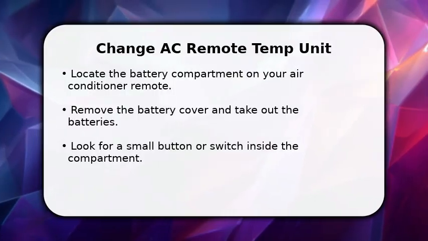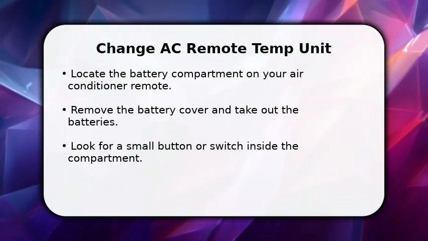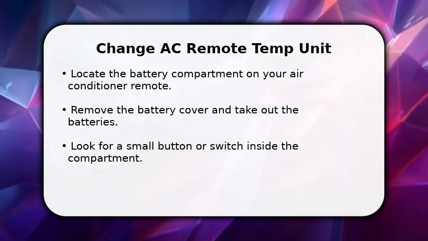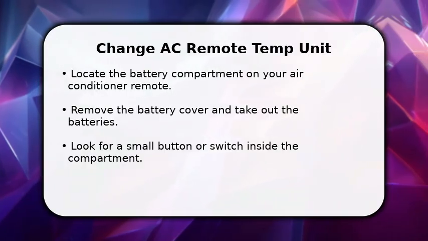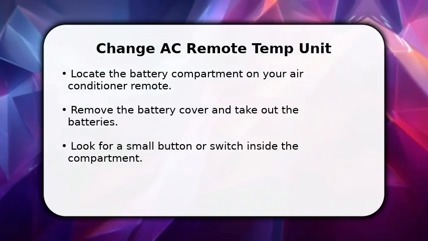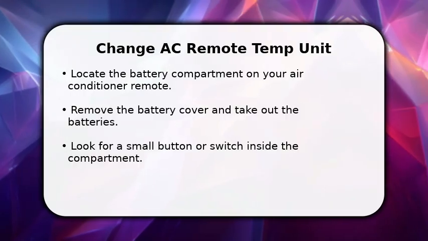In this video, I will explain how to change your air conditioner remote from Fahrenheit to Celsius. First, find the battery compartment on your remote. It's usually on the back. Carefully slide open the cover and remove the batteries.